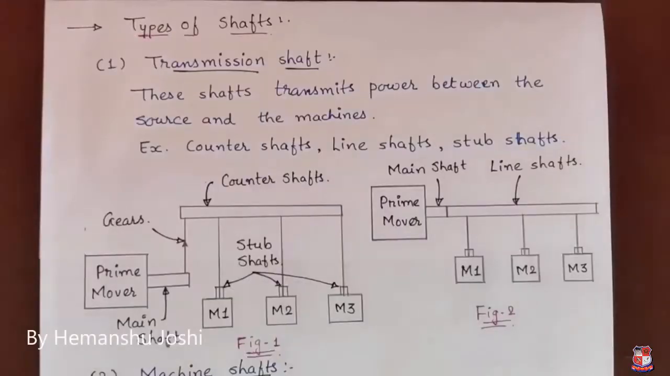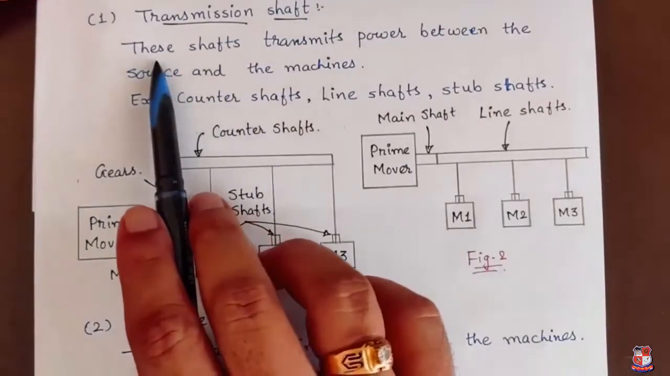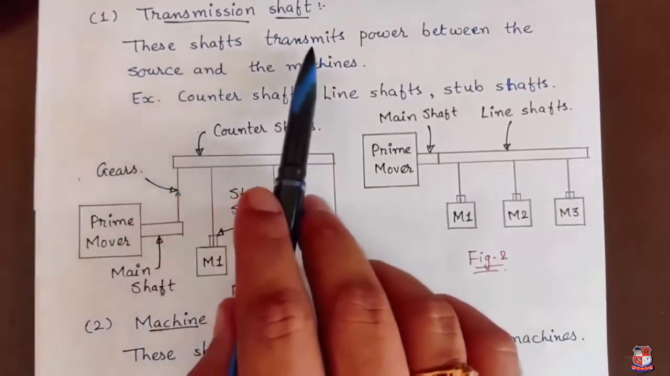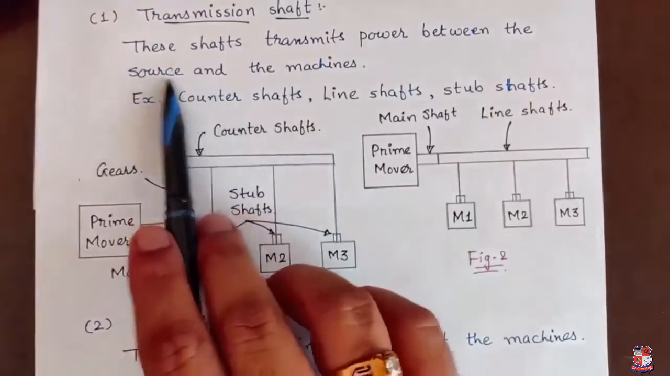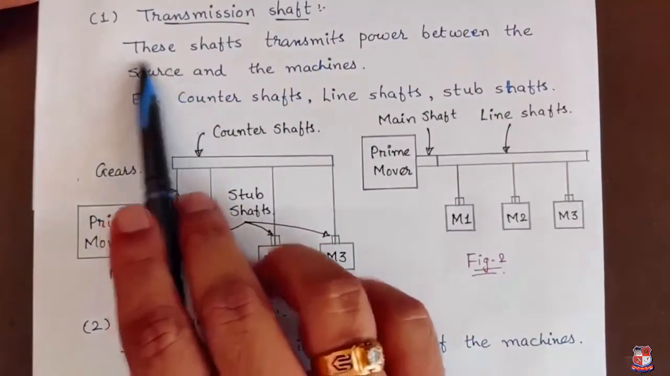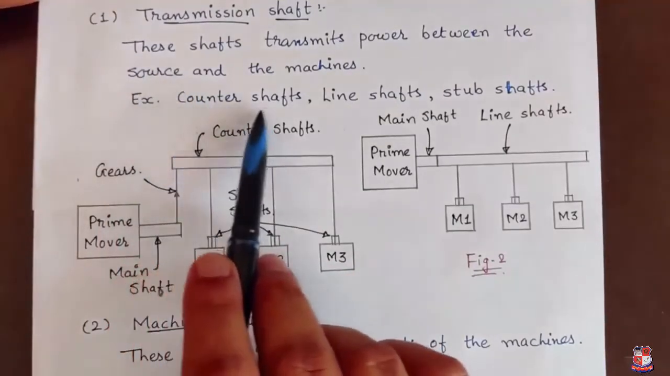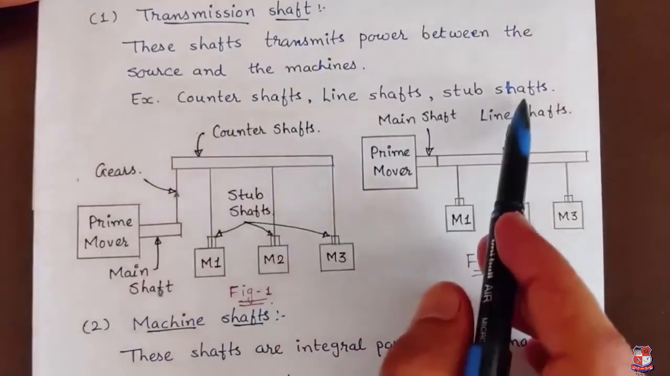Our next topic is types of shafts. So basically 2 types of shafts are there. First one is transmission shaft and second is machine shaft. So let us understand what is a transmission shaft. The transmission shafts, basically these are the shafts which transmit power between the source and the machines. Now here source we can consider as a prime mover. Examples of the transmission shafts are counter shafts, line shafts and stub shaft.